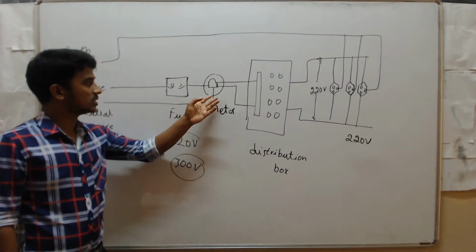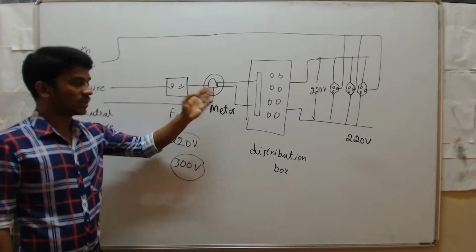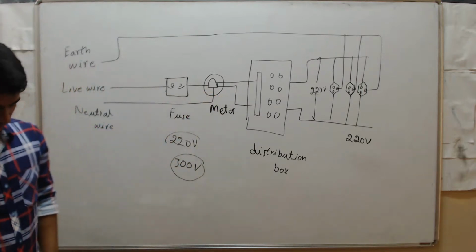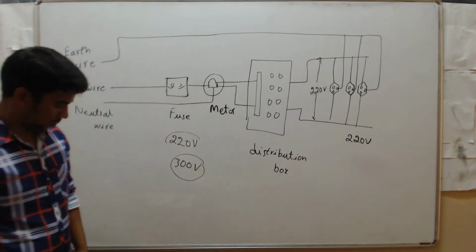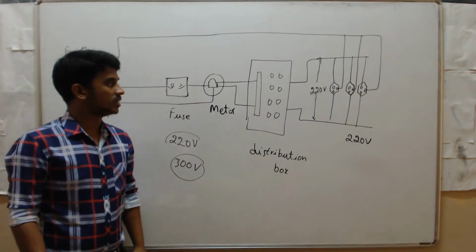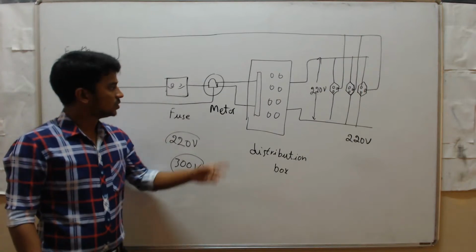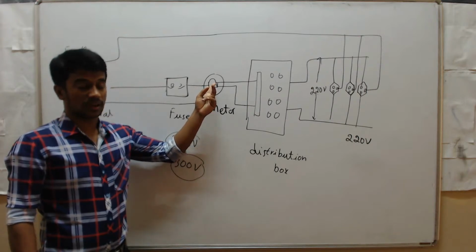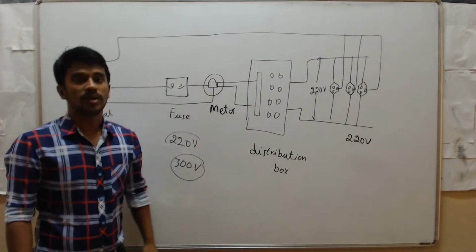The meter tells you how much energy you consumed. We have to calculate that, right? Because we have to pay money to the government for their work. So everything is recorded. How much current is consumed, everything is recorded in the meter.